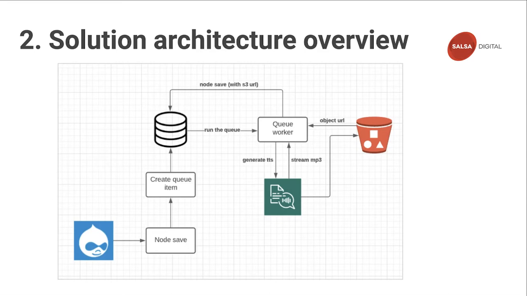So once the user saves the node, we send the content to Amazon Polly, we get it back, and that's how we process it at the moment. But the option is there, and I'll show you later on in the demo how you can configure the options.